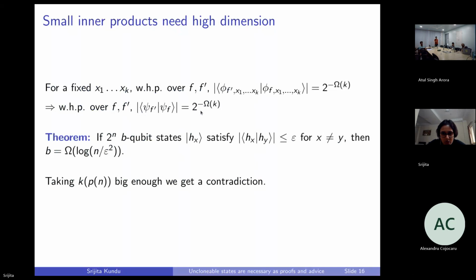Right. So if you take k to be such that, suppose the initial number of qubits in the proof states is Pn. Okay. If you take k to be large enough such that this lower bound, omega log, instead of n here, you fill in the number of functions you have, and instead of epsilon square, you fill in 2 to the minus omega k. Now, if you take k large enough such that this lower bound you get on the number of qubits is larger than Pn, you get a contradiction.